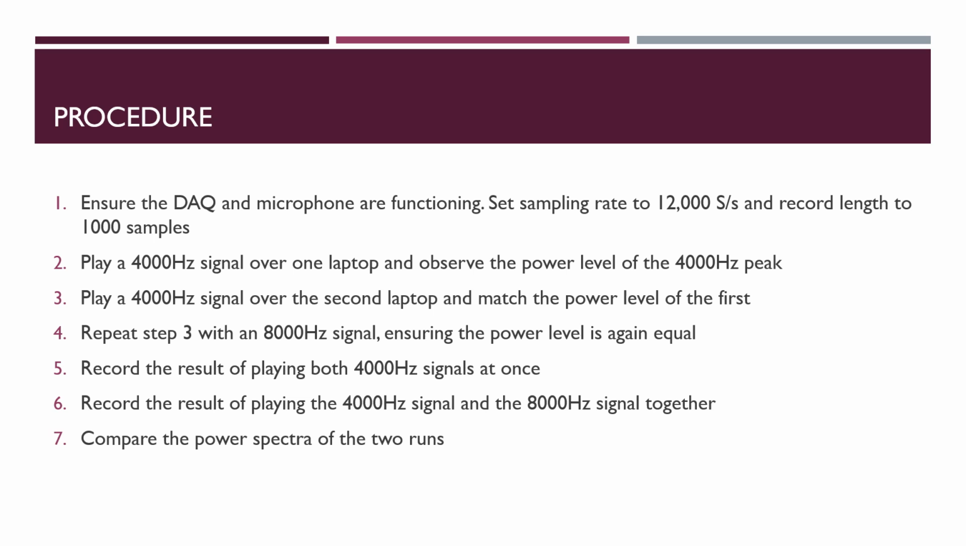This sampling rate was chosen because it's the rate that aliases an 8,000 Hz signal down to 4,000 Hz. A 4,000 Hz signal was then played over one laptop and the power level was observed. The same 4,000 Hz signal was played on the second laptop and the volume adjusted to match the power level of the first. Step 3 was then repeated with an 8,000 Hz signal, ensuring all 3 signals were at the same power level. The result of playing both 4,000 Hz signals at the same time was then recorded. Next, the result of playing the 4,000 Hz signal and the 8,000 Hz signal together was recorded. Finally, the power spectra of these 2 runs was compared.